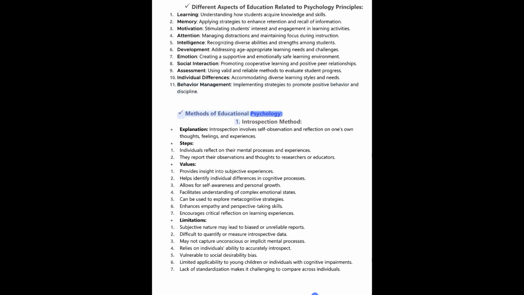Methods of educational psychology. 1. Introspection method. Explanation. Introspection involves self-observation and reflection on one's own thoughts, feelings, and experiences. Steps. 1. Individuals reflect on their mental processes and experiences. 2. They report their observations and thoughts to researchers or educators.